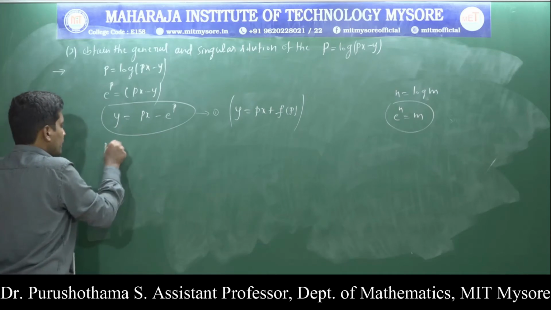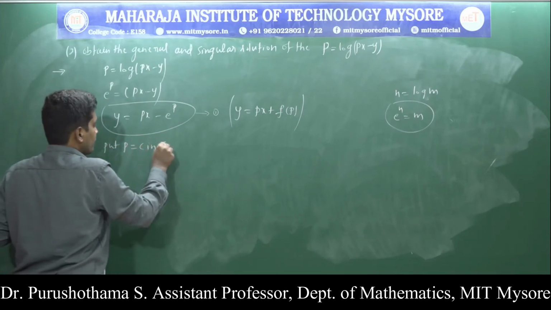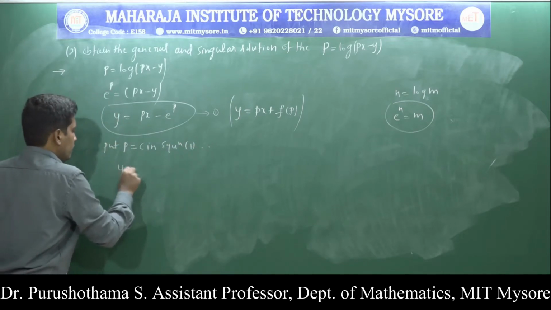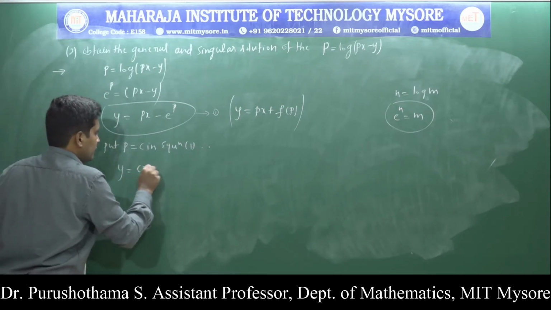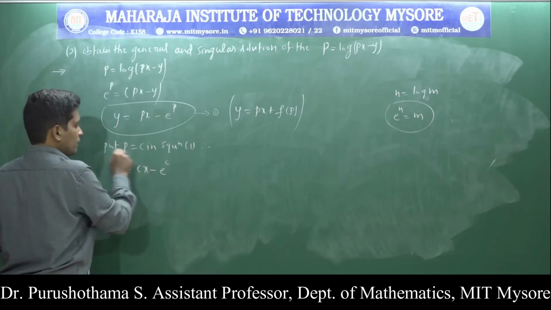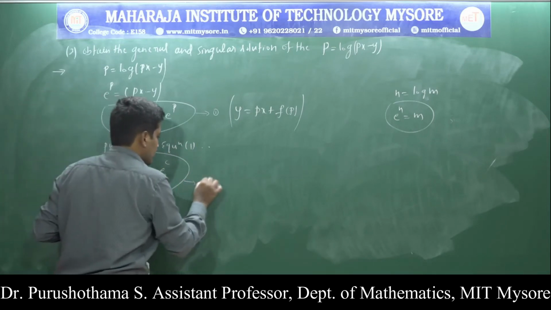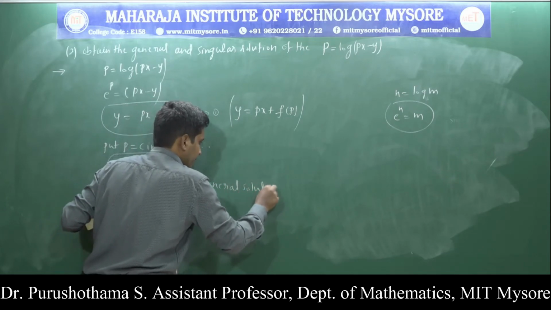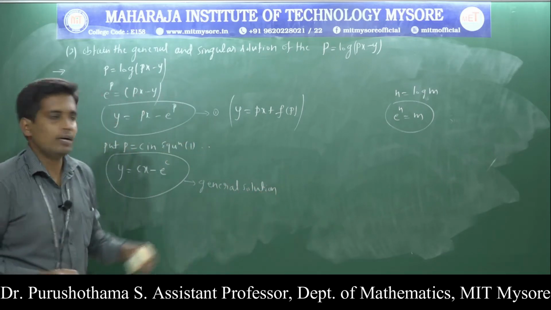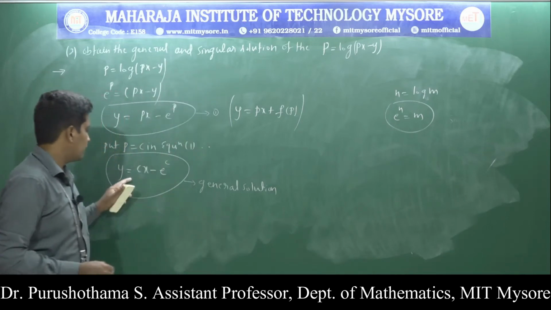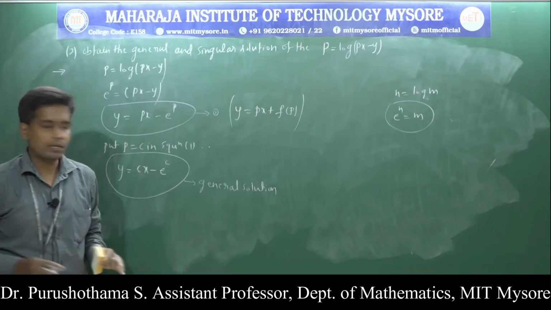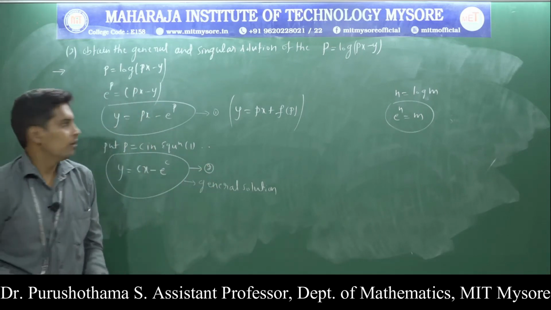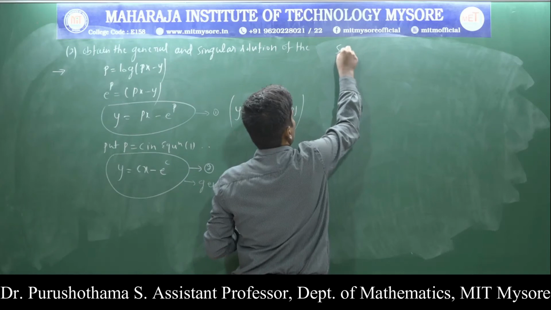Therefore, put p is equal to c in equation 1. Therefore, y is equal to c into x minus e power c. This is the general solution of the equation: y is equal to cx minus e power c. For the time being, denote it by equation 2, for further continuation to the singular solution.